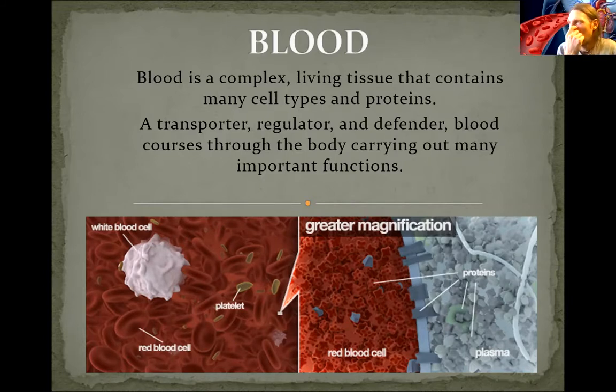Okay, like I said, blood is a very, very complex tissue, with many, many functions.